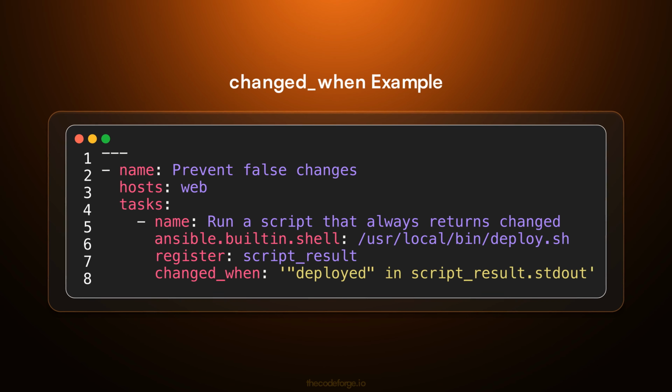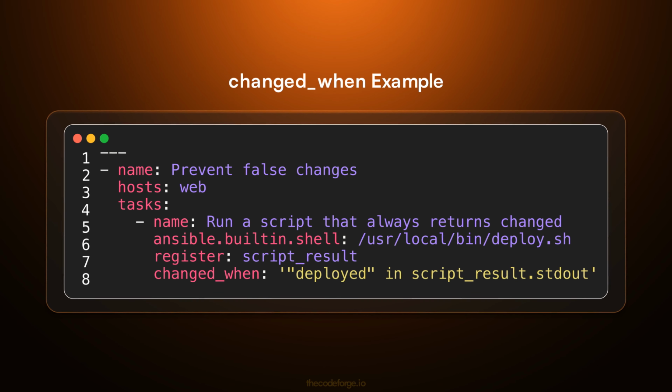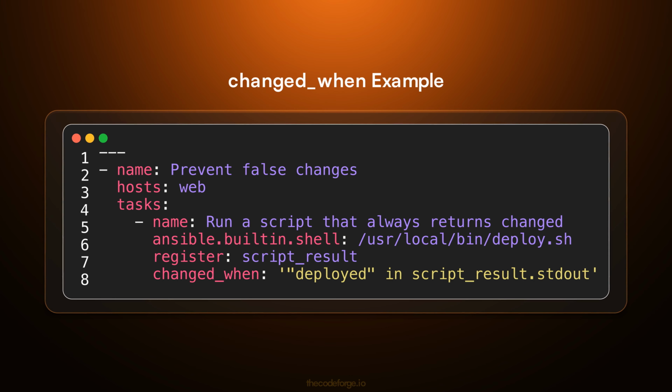Here we run a deployment script that always returns changed. We use changed_when to only report changed if the output contains "deployed". This prevents false change notifications and unnecessary handler triggers.